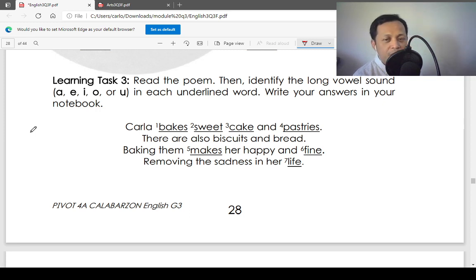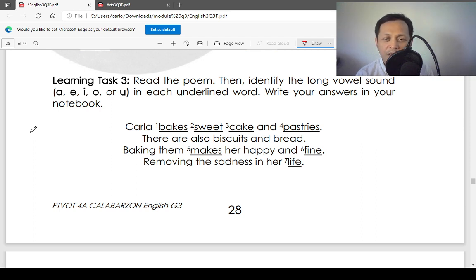Again, Carla bakes sweet cake and pastries. There are also biscuits and bread. Baking them makes her happy and fine, removing the sadness in her life.